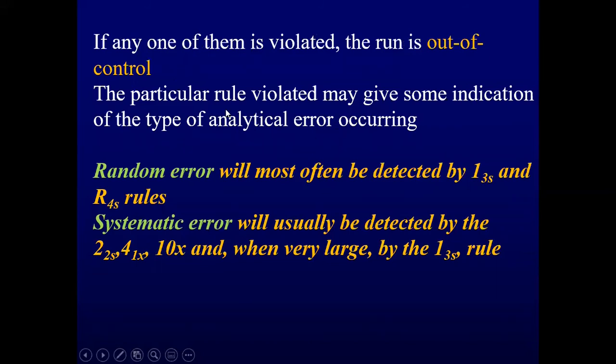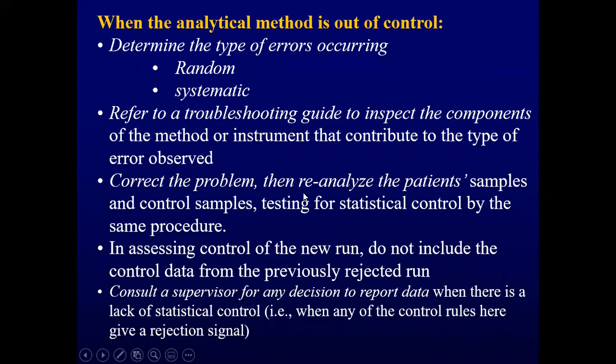It is important that the errors can be of one of two types: random error and systematic error. Random error will most often be detected by the 1-3s rule and R4s rule, whereas systematic error is usually detected by the 2-2s, 4-1s, and 10x rules, and when very large by the 1-3s rule. So these are about random error and systematic errors.